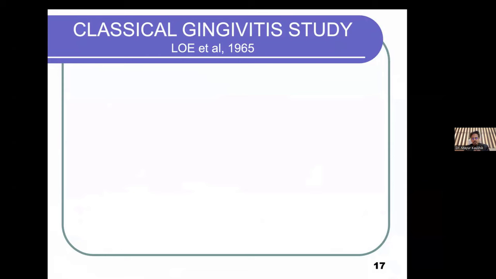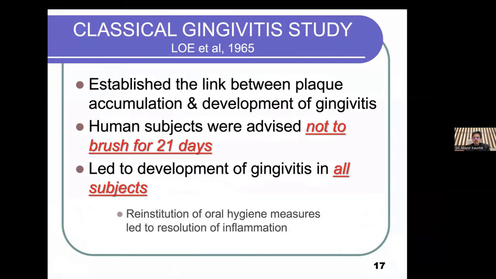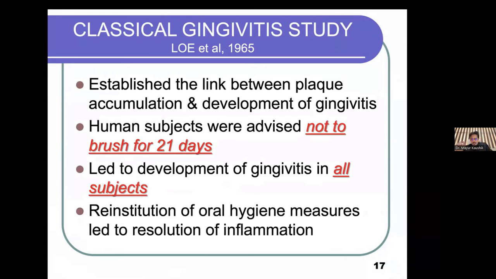So periodontal disease is broadly divided into gingivitis and periodontitis. With regard to gingivitis, all of us remember the classical gingivitis study of Löe et al. In this, basically a group of subjects stopped brushing for a period of 21 days. All of them developed gingivitis, bleeding gums, etc.